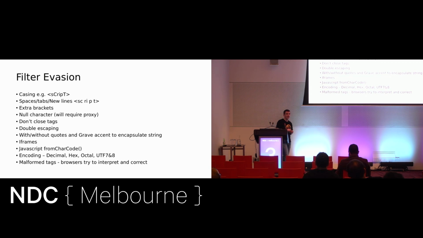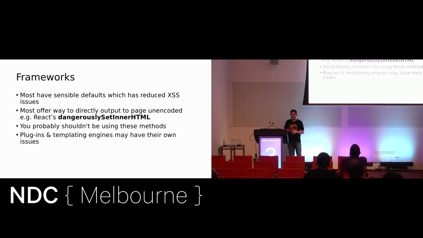JavaScript from Cara code and put a load of stuff together in order to hit some of these issues. And then, of course, there's 100 different encoding mechanisms: decimal, hex, octal, UTF-7. There's probably 1,000 different ways of doing this. And we talked about malformed tags on browsers earlier.